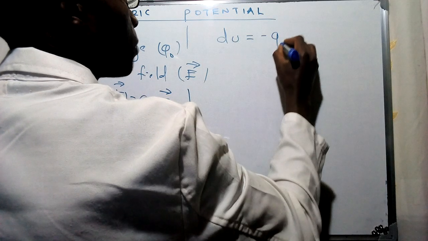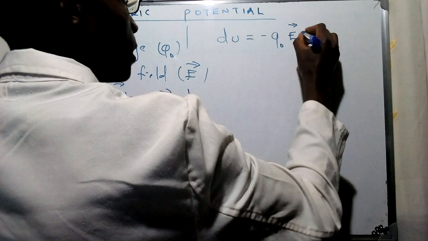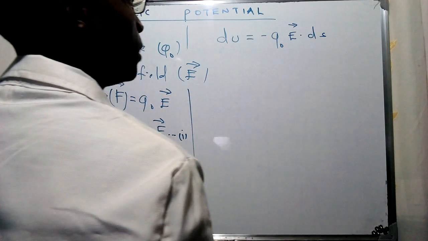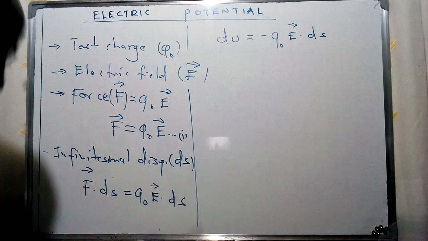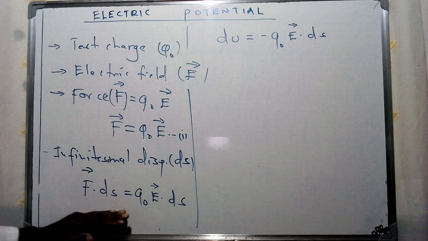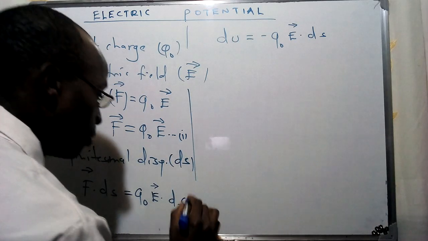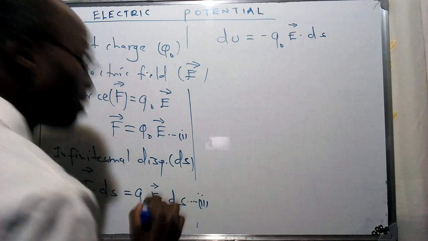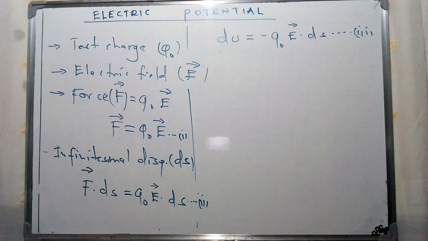And therefore, we're going to have this one given as the product of the field E, which gives the force we have said, times the small displacement, which we have given in terms of ds. So this is going to be equivalent to the negative of the work done by the field, given in terms of dU. We're going to have this one as our equation 2 for reference, and then we shall have this one as our equation 3 for reference respectively.